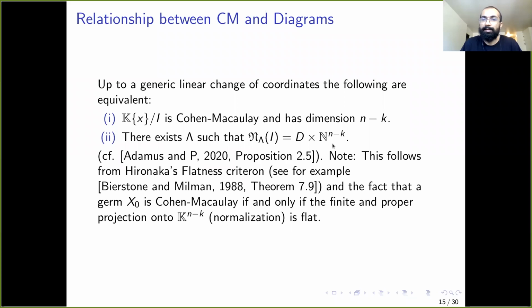Now this result follows from something called Hironaka's flatness criterion, that uses diagrams of initial exponents to classify flatness of maps. It also uses the fact that a germ X,0 is Cohen-Macaulay if and only if the finite and proper projection onto this Euclidean space of dimension n minus k, given by normalization, is flat. So if we combine this fact with Hironaka's flatness criterion, it's not too difficult to derive this.